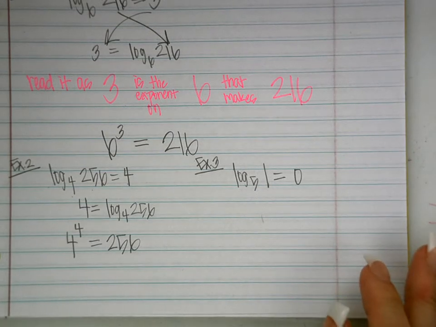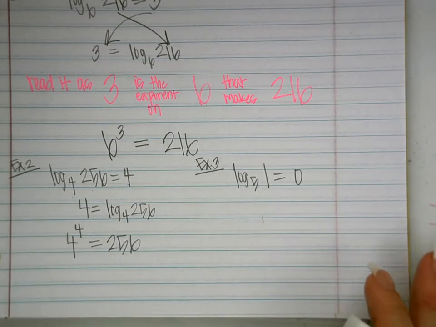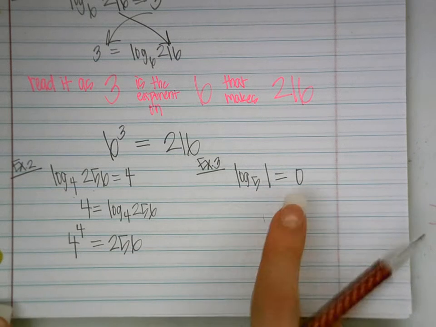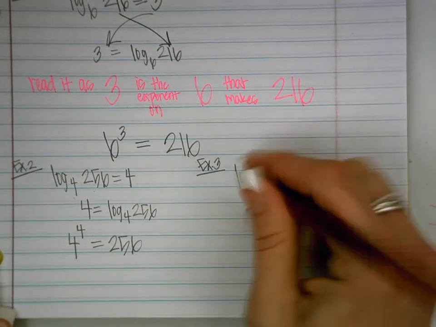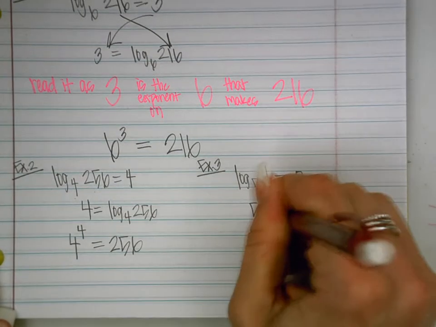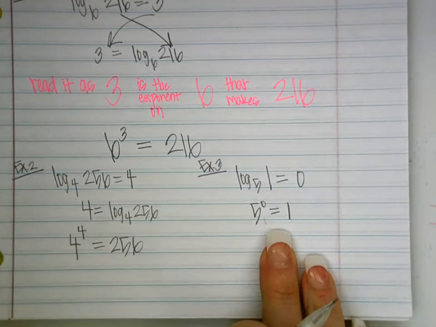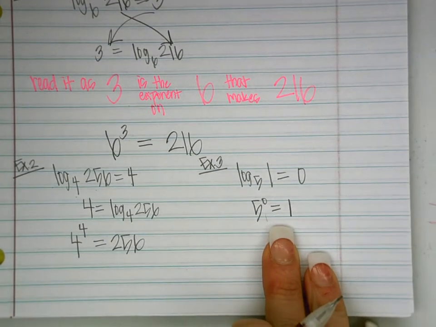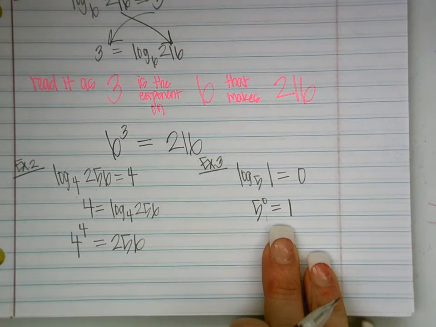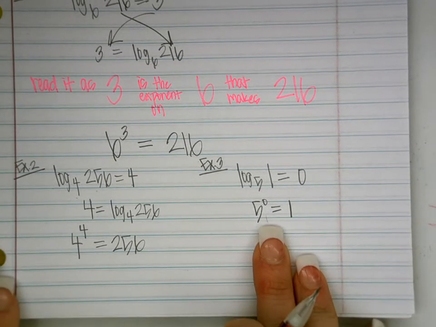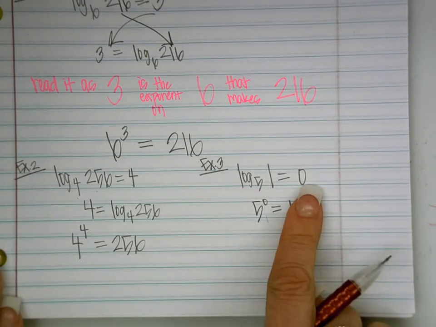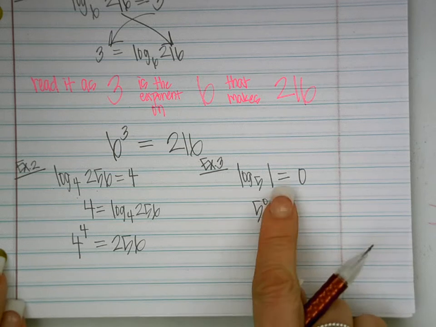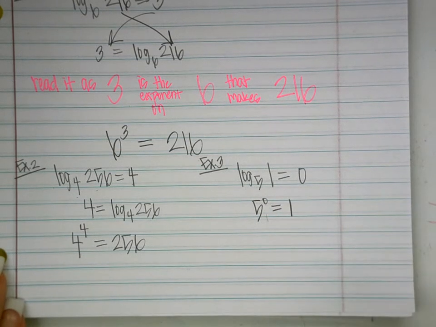How about for number 3, Sam Navarro? How would you write this in exponential form? 5 to the 0 equals 1. And does that make sense? Is that correct? Yes. Done. That's it. I knew it. Yay for you. Okay. Questions on how I did that one? So 0 is the exponent on 5 that makes 1. Any questions on how we did that?